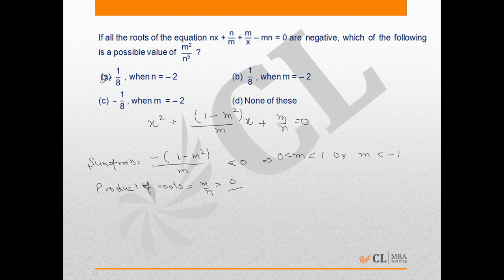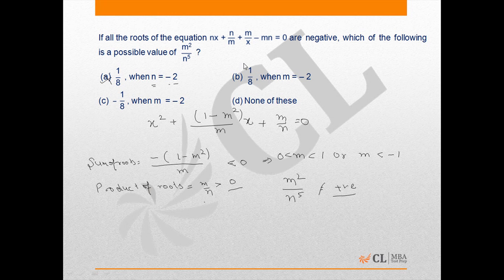Let's try the first option as 1 by 8, as n is given to us as minus 2. So n is minus 2. If I fill n as minus 2, m square will definitely be positive. So m square by n raised to power 5 can never be a positive value, as n is negative and m square has to be positive. So first option is not the answer, so we are just crossing it.